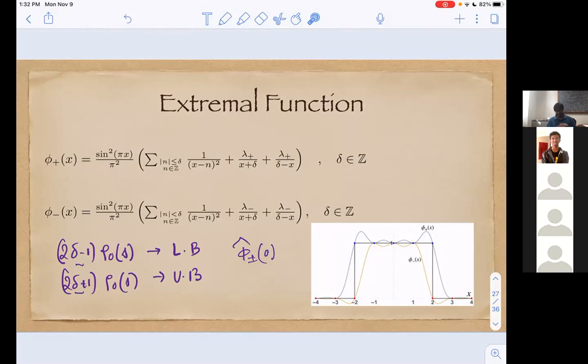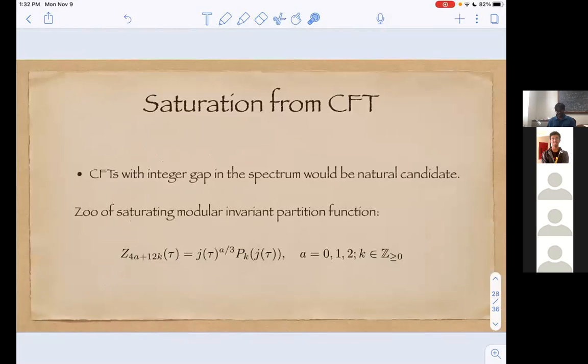Now once we have solved this math problem, we cannot claim that this is the saturation value for the CFT, because someone might claim that this is only an artifact of our method by which we are trying to figure out the density of states. So we need to find a CFT partition function which actually saturates this bound. And it turns out there is a full zoo of saturating modular invariant partition functions, which one can construct using this polynomial of the J function.